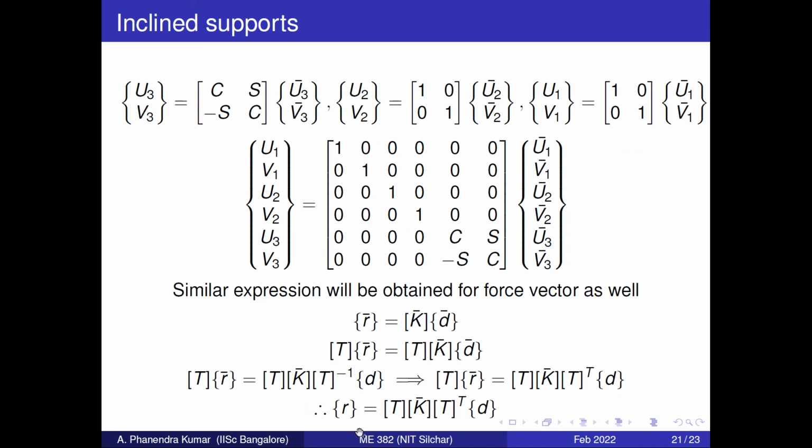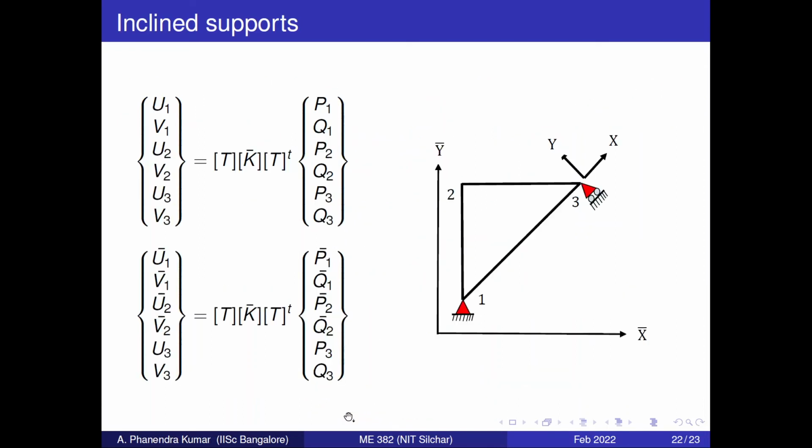So we will replace T times R with R. So R equal to T times K bar T transpose T. This is the T matrix. Now we have R and D in global. Now we have R and D in local. Now let's see what we are going to do.